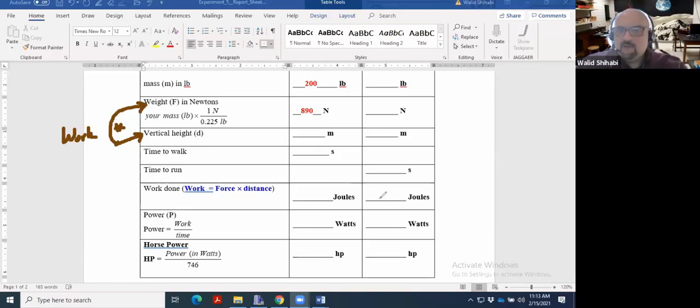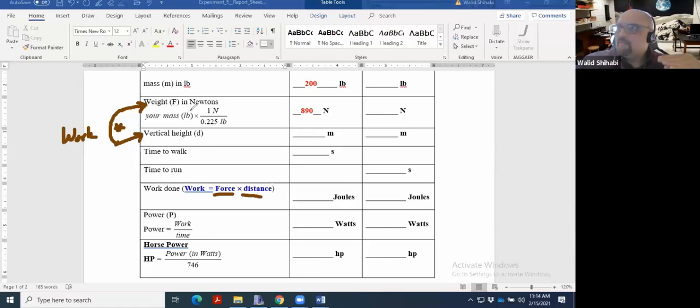And you'll do it for running and walking. Now, do you expect the work done for running and walking to be different, or will it be the same? Notice the work is the force, basically your weight, times the vertical height. You need to ask yourself, would the force be the same whether you're running or walking? Would the distance be the same? Because the only way the work would be the same is if the distance is the same and if the force exerted is the same.